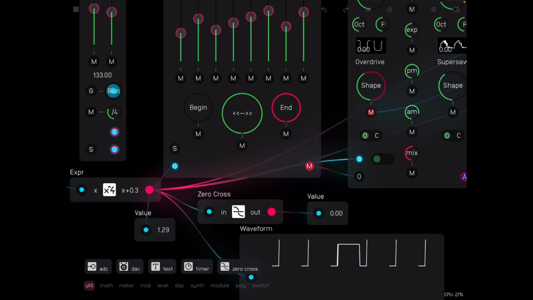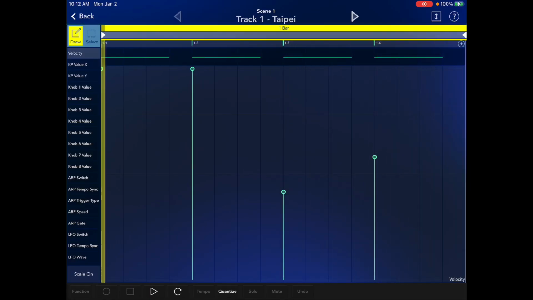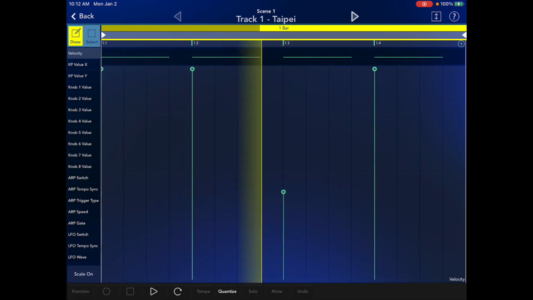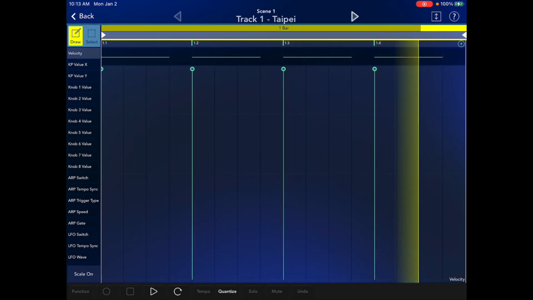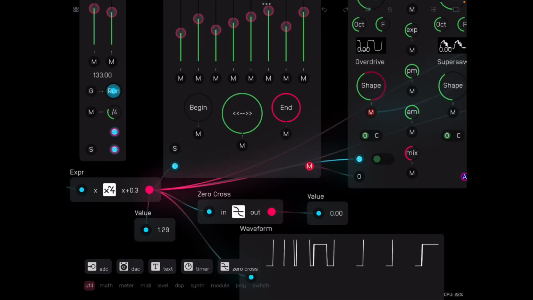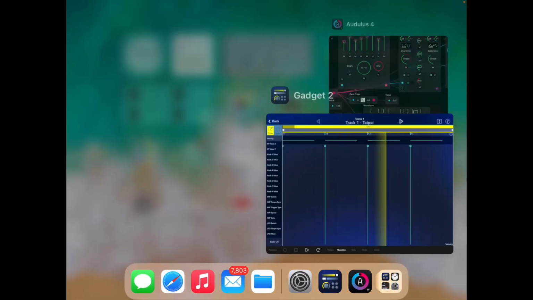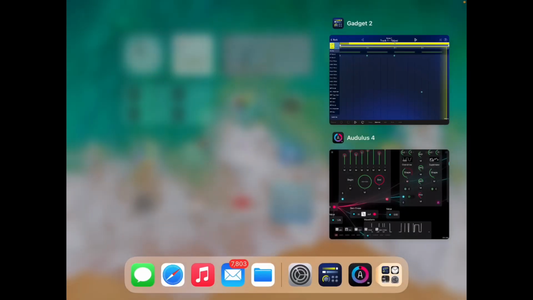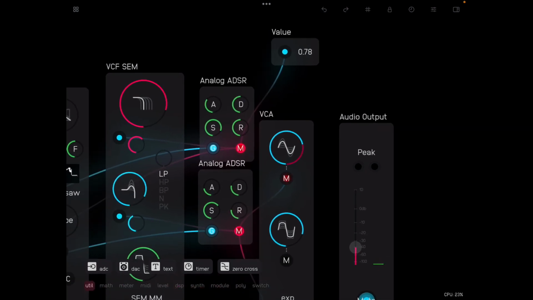Remember, the velocity goes to the gate signal in Audulus. There's a second note dropped. Bring back the other one. Back to Audulus. Go back to Korg Gadget. Miss that note again. And it's being missed in Audulus.